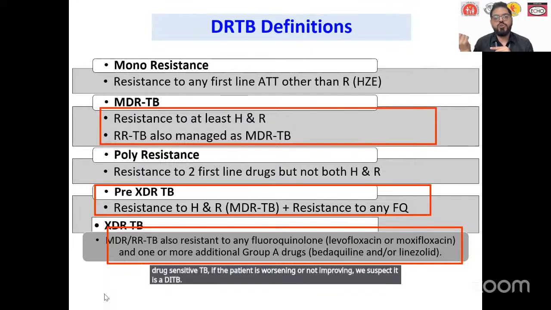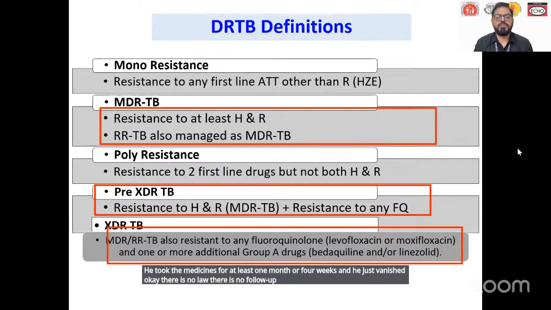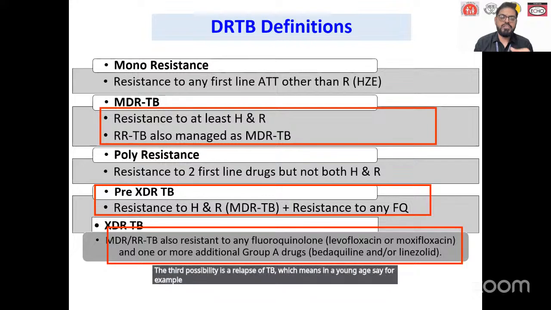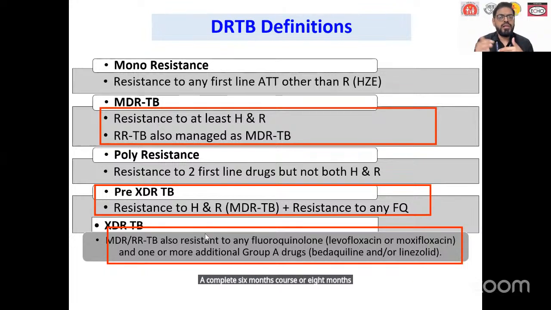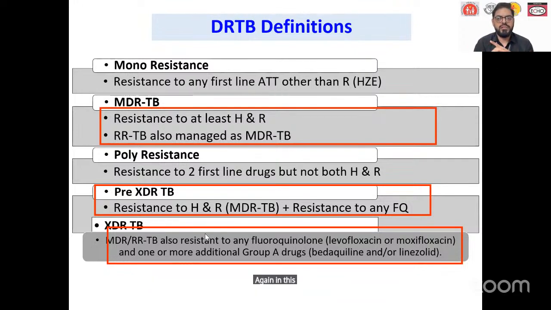Second, if the patient is lost to follow-up. That means we started the patient on treatment for drug sensitive TB, he took the medicines for at least 1 month or 4 weeks and just vanished. There is no follow-up, and after 2 months the patient comes back still with signs and symptoms of active disease. Again we would suspect that the patient could have turned drug resistant. The third possibility is a relapse of TB. For example, at 3 or 4 years of age the patient was treated for drug sensitive TB, a complete 6 months or 8 months course. Later in life, maybe in adolescence, at 12 or 14 years, he or she again comes up with active TB. Again, in this case, we would suspect drug resistant TB.